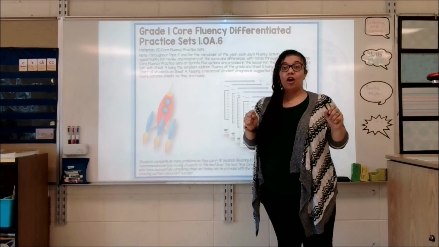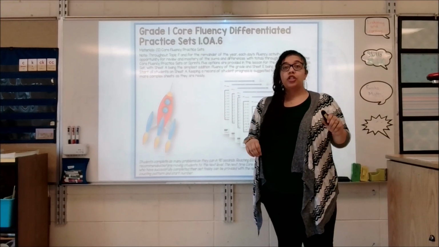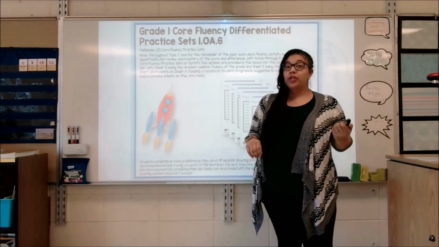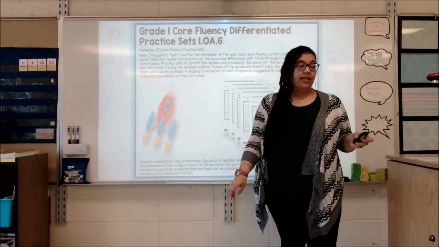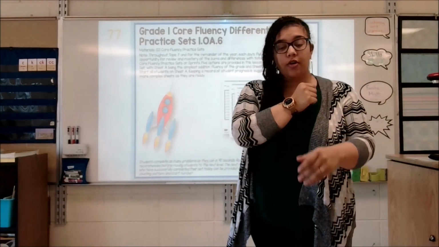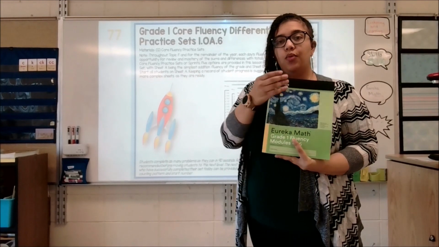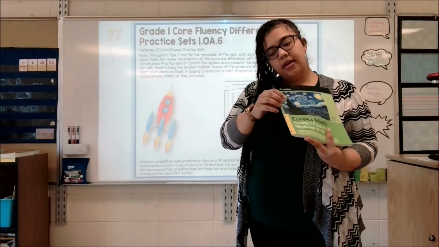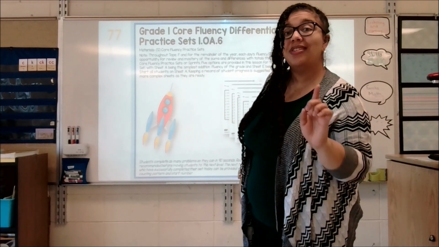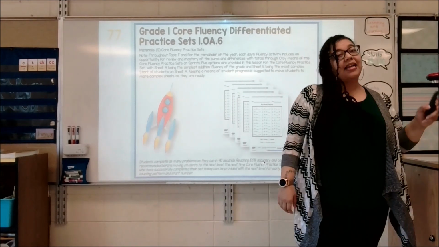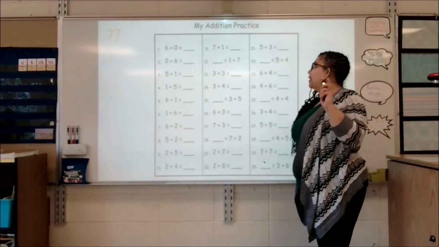Okay, here we are. We are ready for math. We're going to start with a fluency activity, which will require your Starry Night book. It is on page number 77. So in your Starry Night book, yellow trim, yellow number, page number 77. And it looks like this.